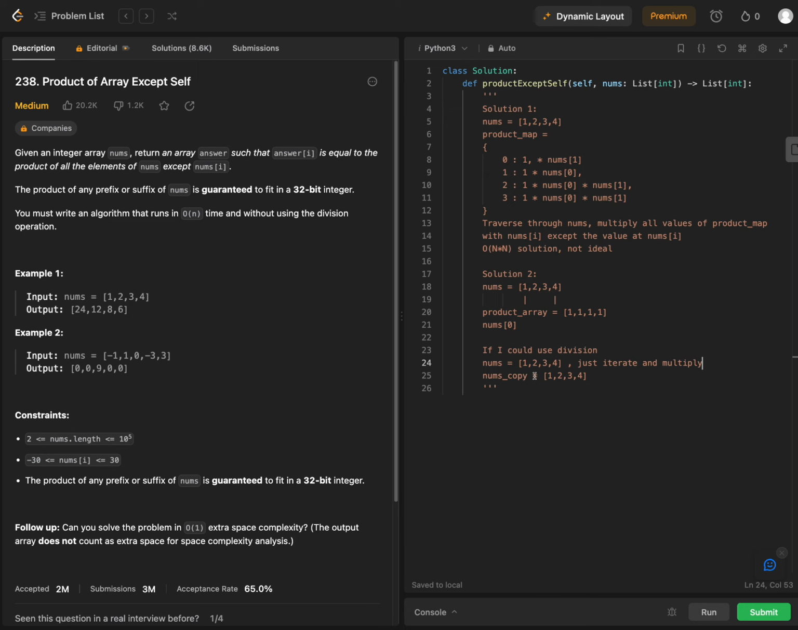So for example, when I'm at nums 1, I will multiply the entire array by 1, and nums 2, I'll multiply the entire array by 2, and then nums 3, same thing. So that's that. And then once I'm done, I will just divide the entire array by this value on the respective indexes, and I will be done by then. But I cannot use division, right?